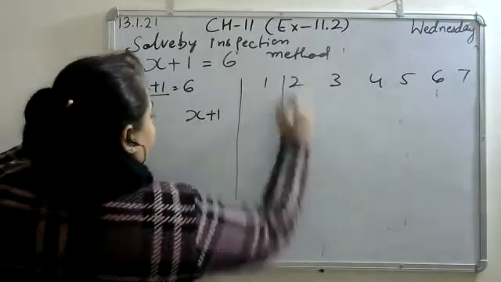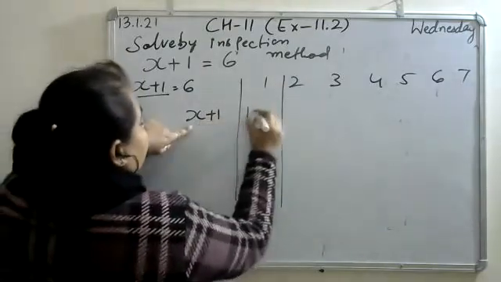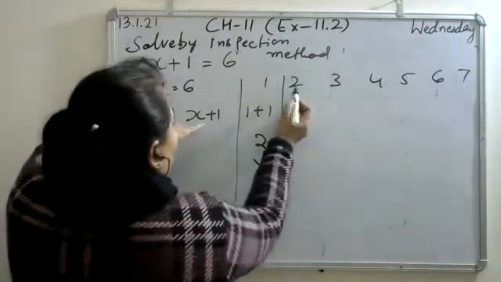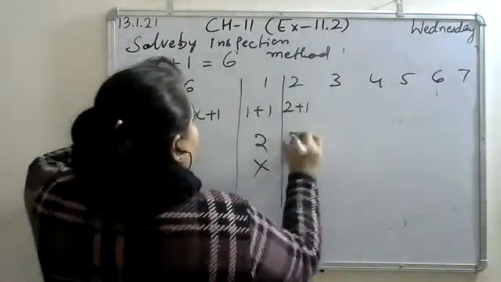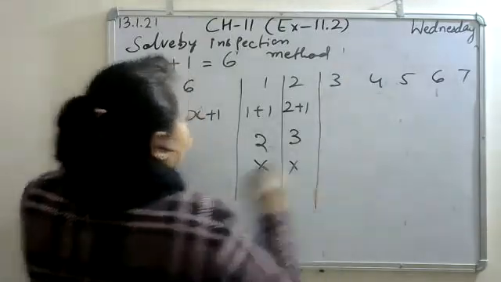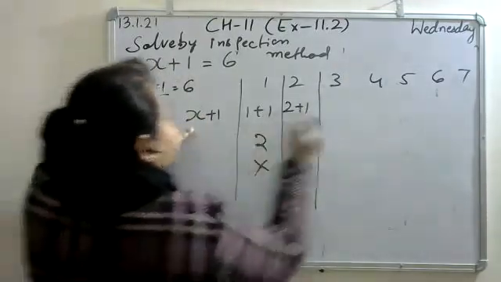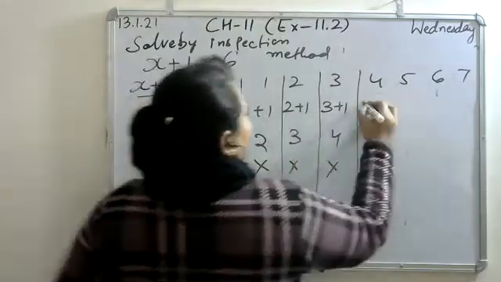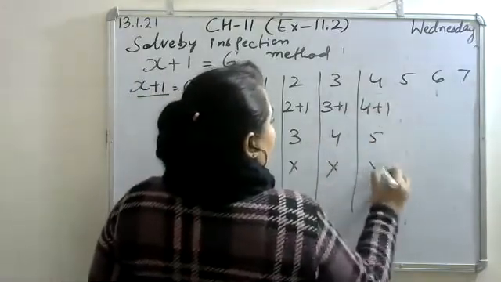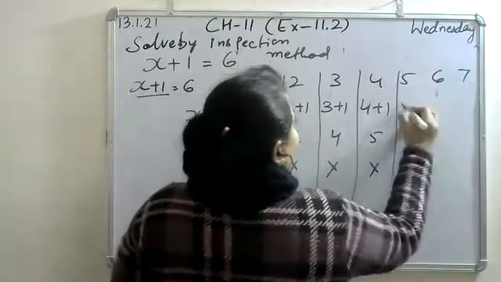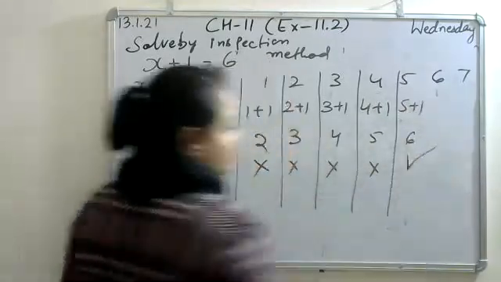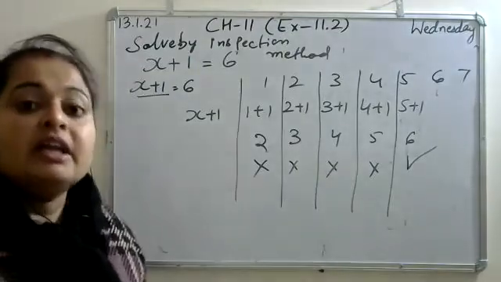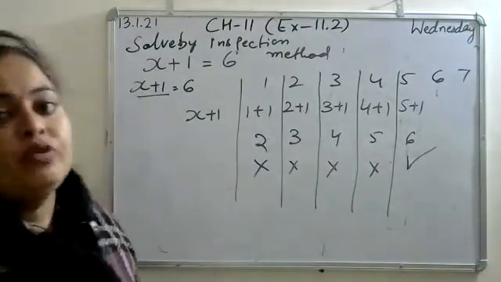So first of all, you will put 1 plus 1, 2. No. Now again put 2. 2 plus 1, 3. No. Again 3 plus 1, 4. Then 4 plus 1. No. Then 5 plus 1, 6 आ गया. This is the inspection method. We have done it in 11.5, question number 4.